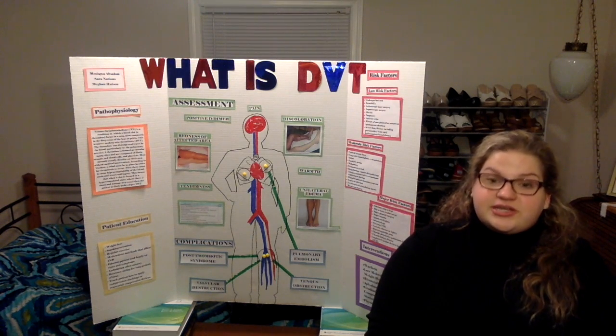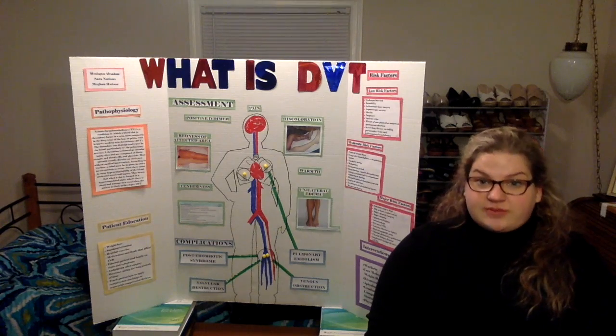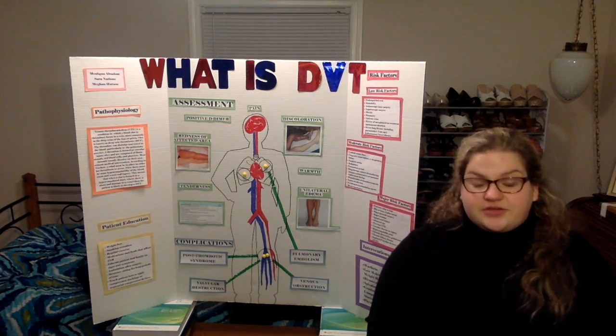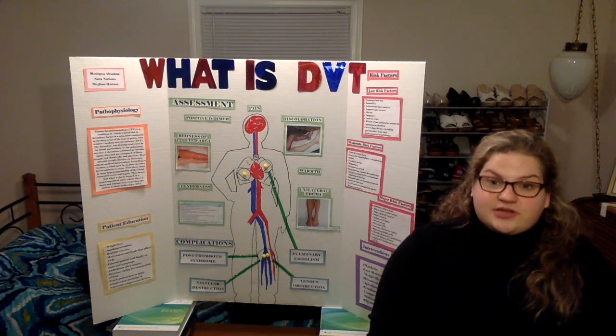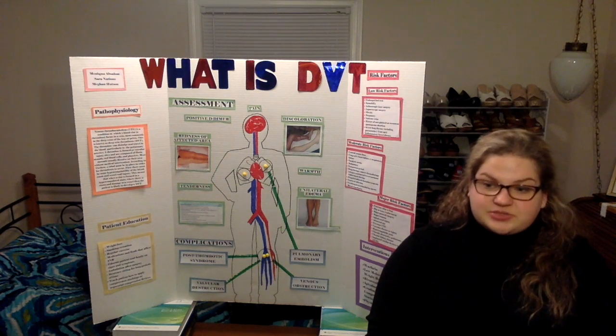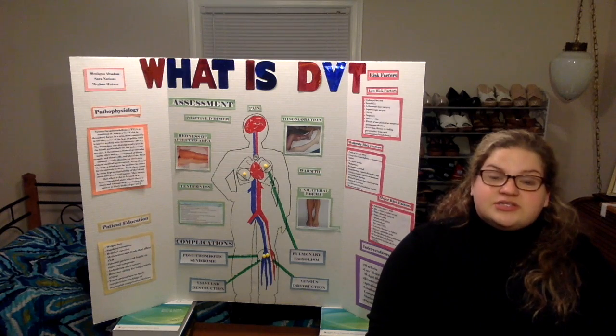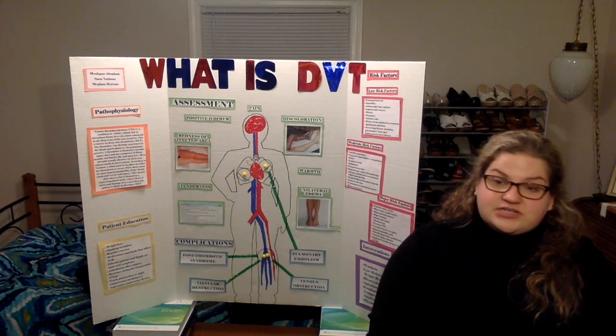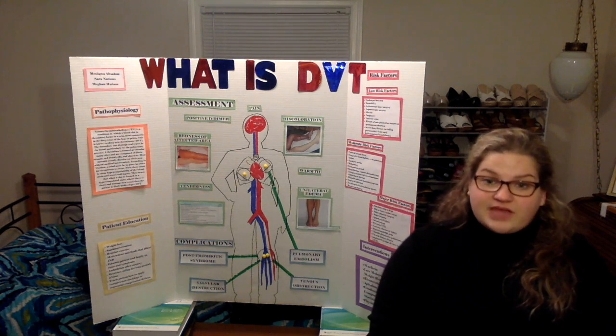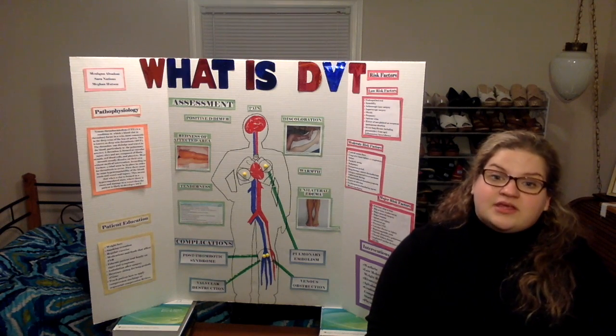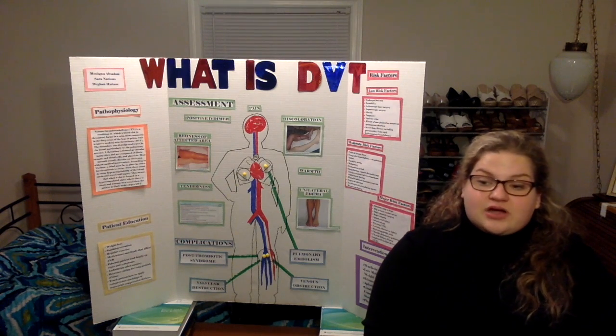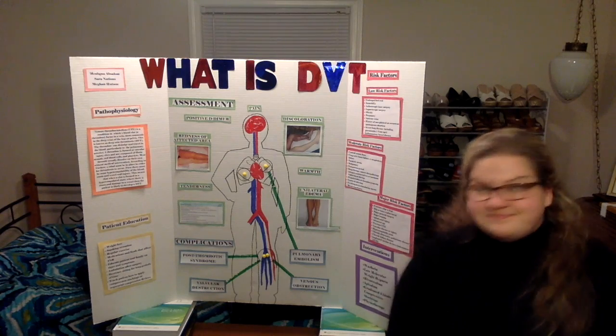For vascular injury, things such as surgery, trauma, venipuncture, and other things can cause vascular damage and therefore make the vessel walls more susceptible to a clot. Therefore, it's important to monitor your patients for a DVT if they're immobile, have a history of hypercoagulability, and have vascular damage.